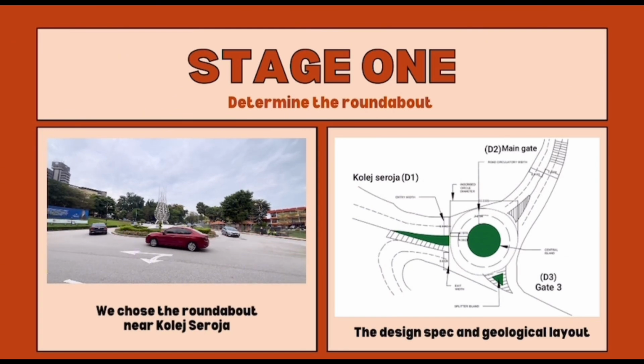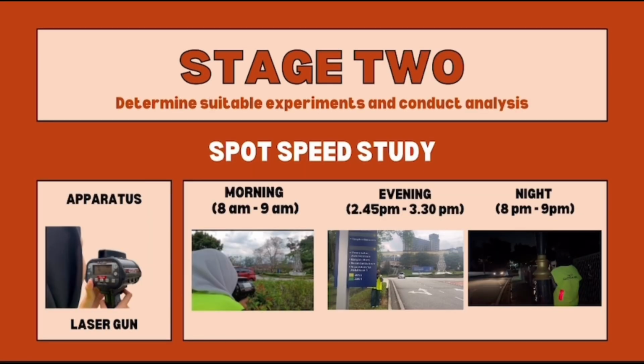Okay, as you guys can see, for stage 1, we choose the roundabout near College Roger, and beside we have the design spec and geological layout. D1 for direction 1 from College Roger, D2 direction 2 from Main Gate, and lastly direction 3 from Gate 3. The first method we use in this project is spot speed study.